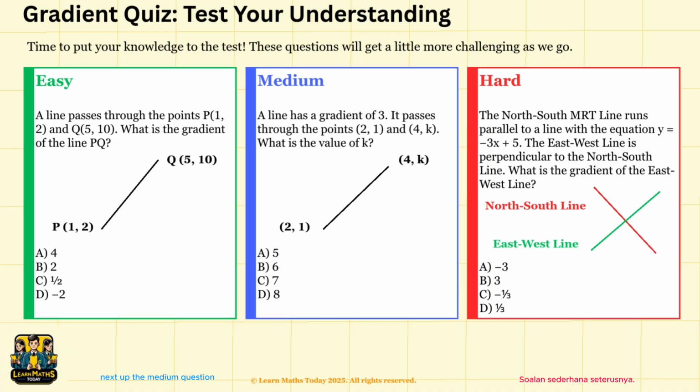Next up, the medium question. A certain line has a gradient of 3. We know this line passes through 2 points, 2, 1 and 4, k. Your task is to find the value of k. This requires a bit of algebra, but you've got this. You can pause the video here to think about it.